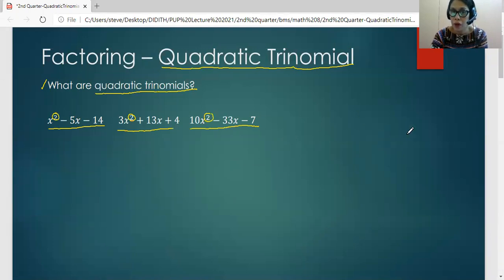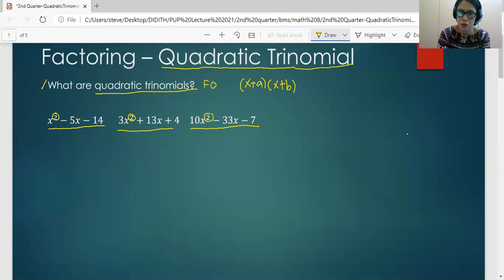Before we proceed with factoring these quadratic trinomials, let us recall how we multiply two binomials. For example, how do we multiply x plus a to x plus b, such that, class, a and b here are real numbers. If you remember, we can work on the product of these two binomials by working on FOIL. Working on FOIL is working on the product of each of these letters.